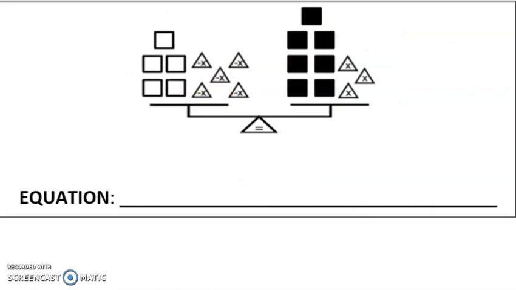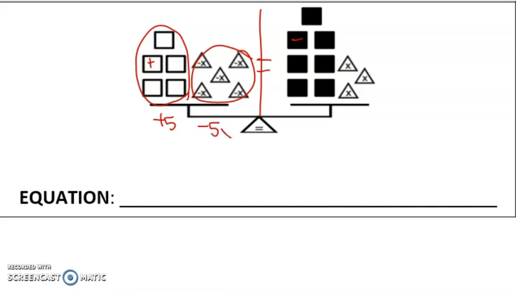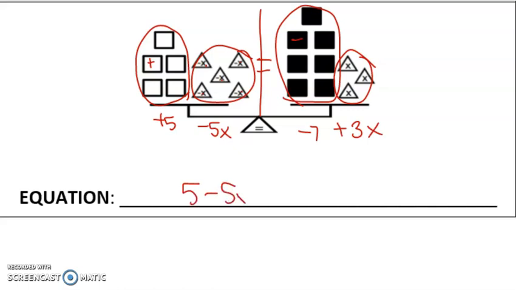All right, here we go. Last one. This one's a little bit different. The clear boxes are going to be the positives. The dark ones are going to be our negatives. So we're going to count up the constants. So I have positive 5. Count up your variables, left and right side. So I have negative 5x here, 1, 2, 3, 4, 5, and they're all negative. On the right side, count up the constants. So there's negative 7. Count up the variables. There's positive 3x. There's my equation. 5 minus 5x equals negative 7 plus 3x.